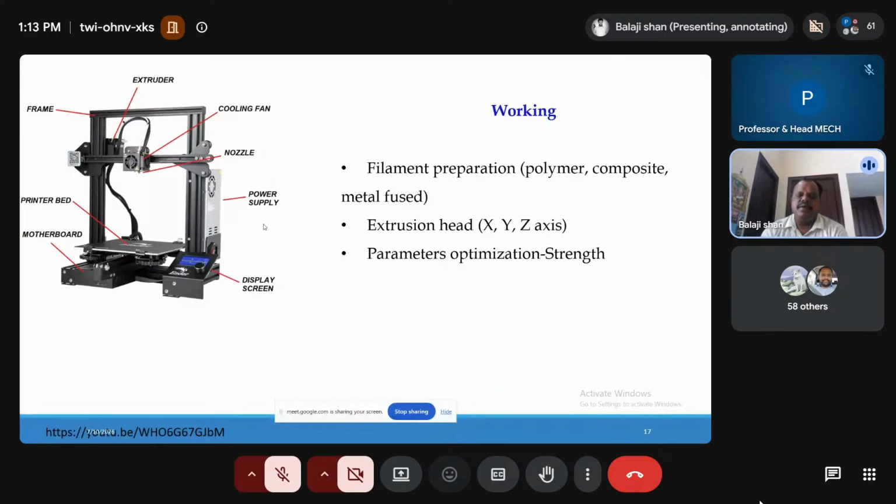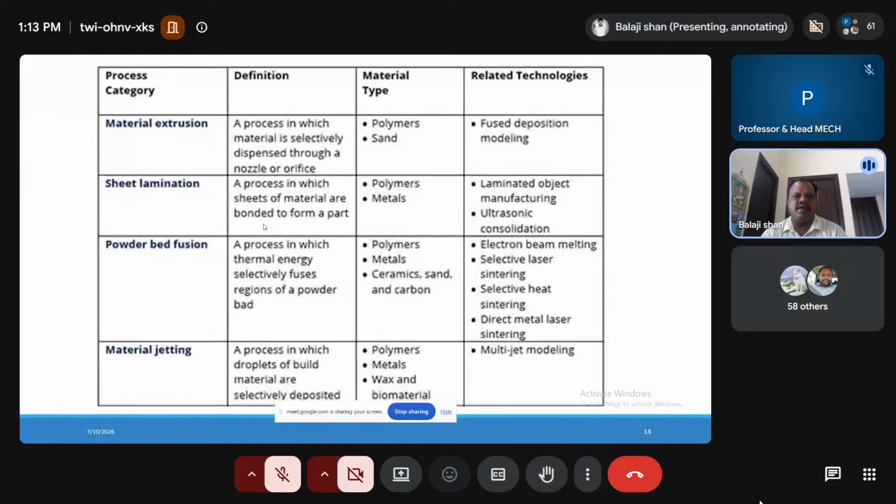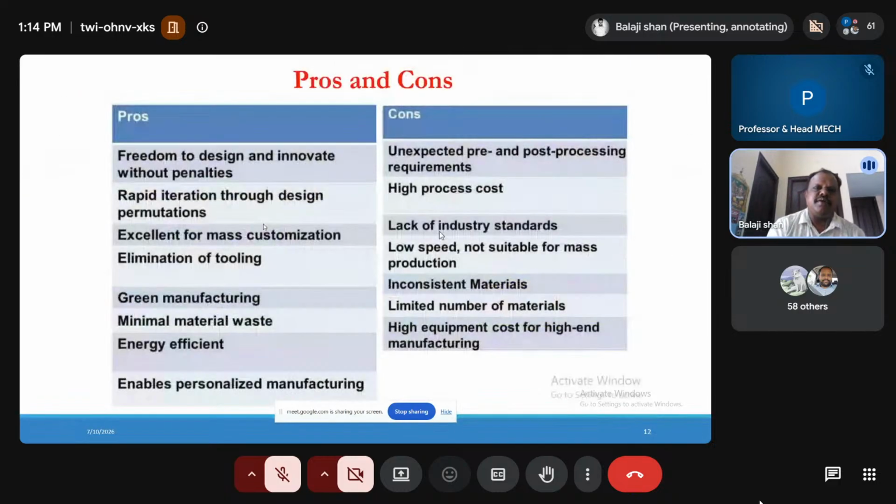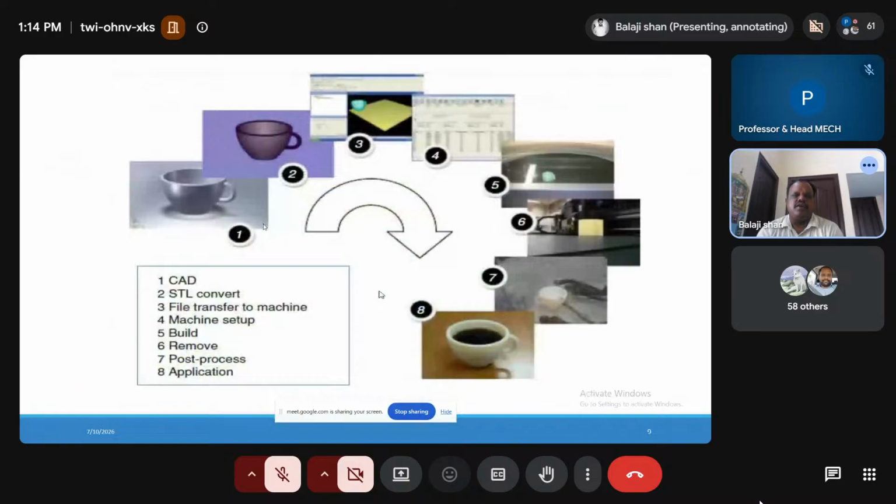Later, only the working process should be different. That may be material extrusion, or preparing the sheet lamination, or spreading the powder and passing the electron beam or laser, or material jetting, how you are injecting the material. So based on the process only, the process is different, but the concept of additive manufacturing is basically common.